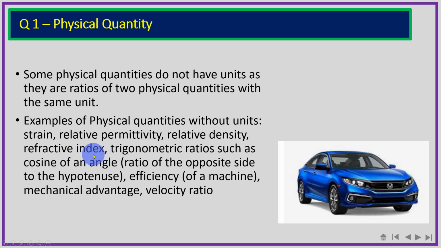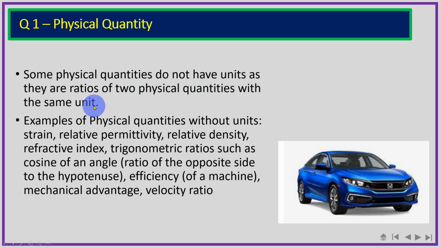The sine of the angle of incidence to the sine of the angle of reflection, or the speed of the wave in that particular medium compared to the speed of the wave in vacuum or in air. Trigonometrical ratios such as the cosine of an angle, the ratio of the opposite side to the hypotenuse, efficiency of a machine, mechanical advantage, velocity ratio. In other words, in physics, we do encounter some physical quantities which do not have units.